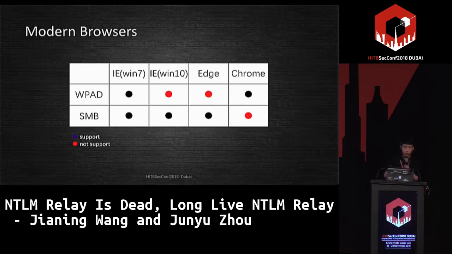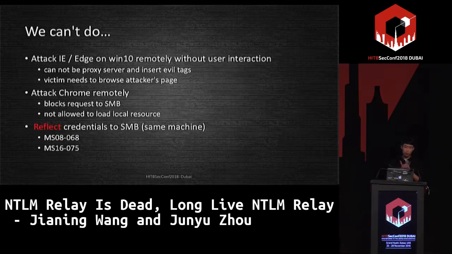So when we access HTTP web pages, it cannot send the credentials out automatically because it blocks it. So we cannot attack IE or Edge on Windows 10 remotely without user interaction, because the attacker cannot be a proxy server and he cannot insert an IMG tag. So if you want to attack these two browsers, the victim needs to browse the attacker's page.